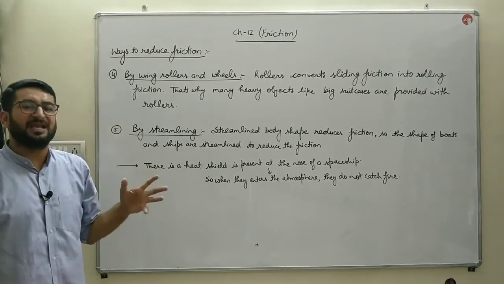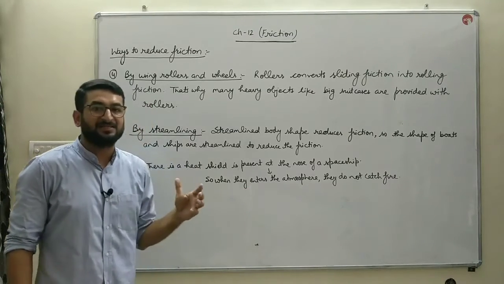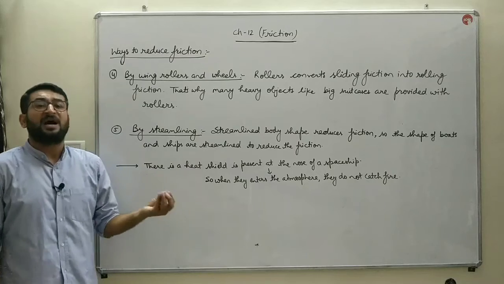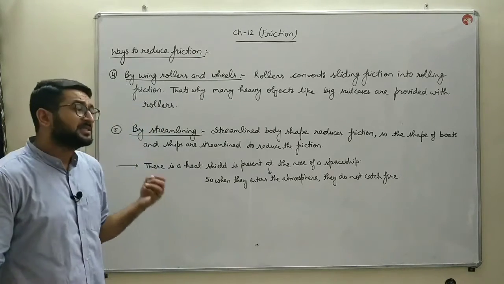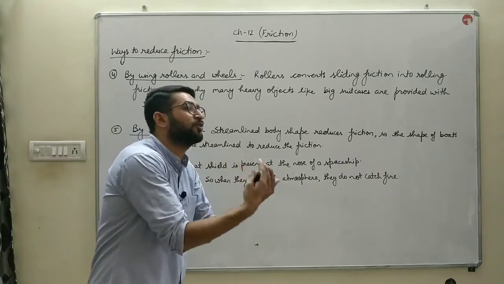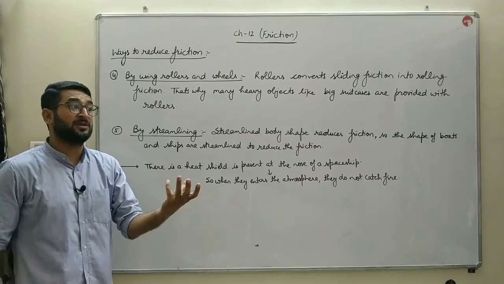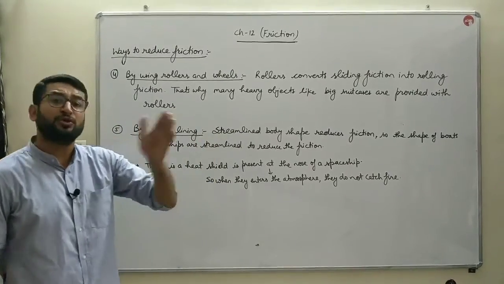Certain heavy items like the desert cooler stands, the almirah stands, and the big suitcases are provided with certain rollers below them. These rollers convert the sliding friction into the rolling friction, and henceforth rolling friction is less than the sliding friction. The friction is reduced.